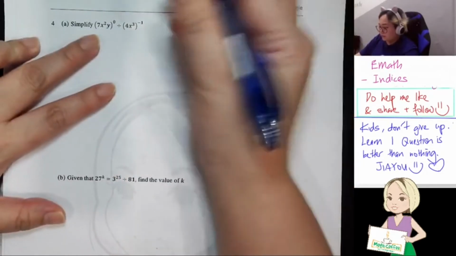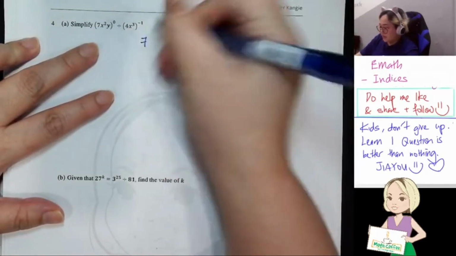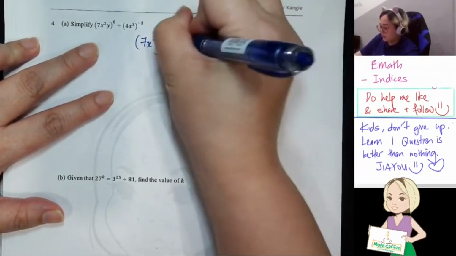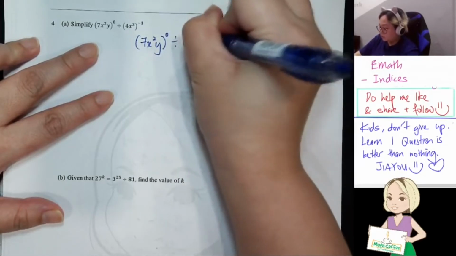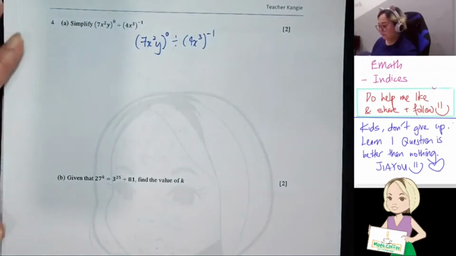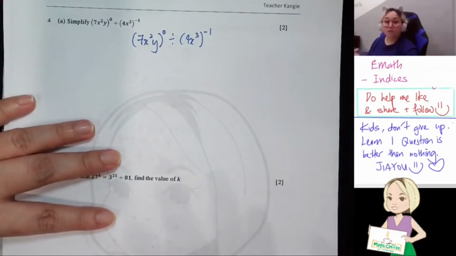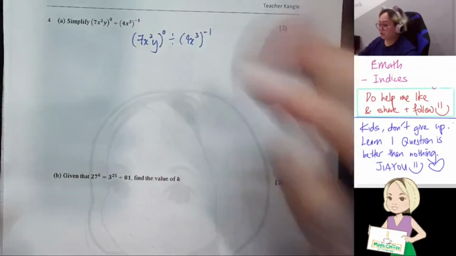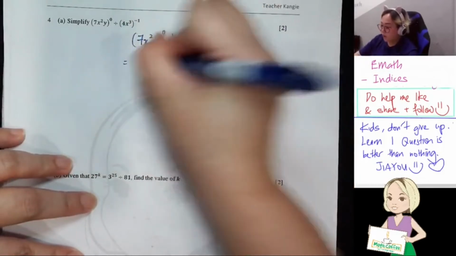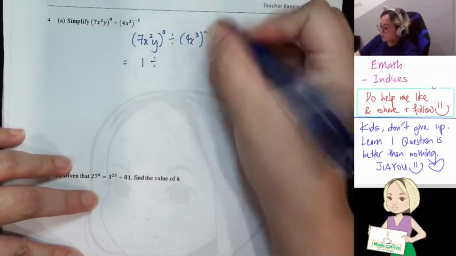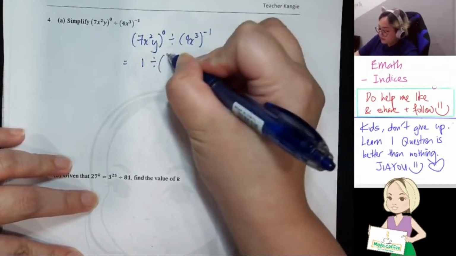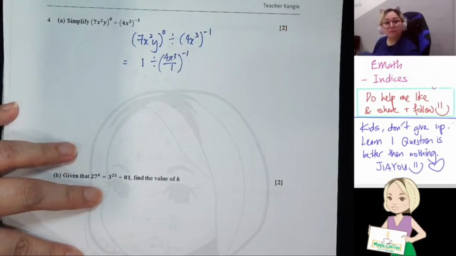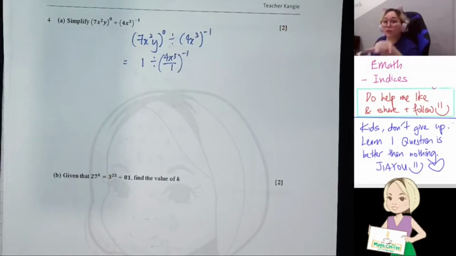So this one, 7x squared y to the power of 0 divided by 4x^3 to the power of negative 1. So first, anything to the power of 0 is 1. So actually this first term over here, you can just say the whole thing is 1. So it becomes just 1 divided by, this one I shall put it as 4x^3 over 1 to the power of negative 1. Okay, I just put it over 1.